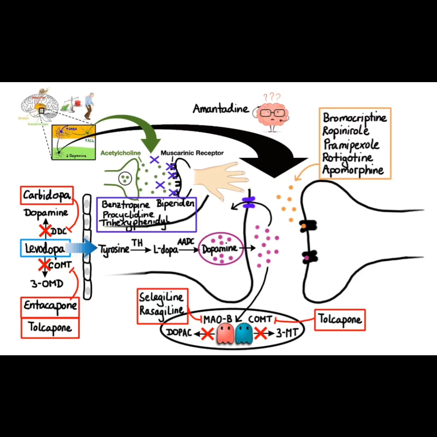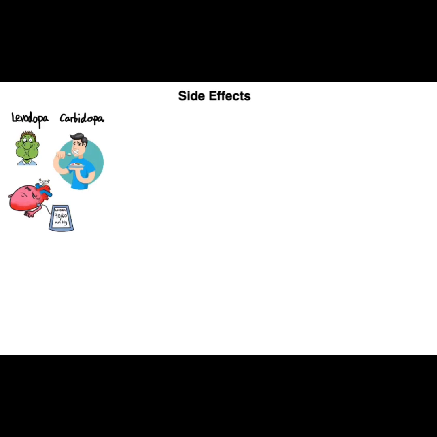Now, when it comes to side effects, levodopa in combination with carbidopa may cause nausea, loss of appetite, hypotension, mental disturbances, and discoloration of urine, sweat, or saliva. Selegiline and rasagiline may cause nausea, insomnia, dyskinesia, and visual hallucinations. Entacapone and tolcapone may cause discoloration of urine, sweat, or saliva, and diarrhea, which can get severe, particularly with the use of tolcapone. In addition to that, tolcapone has been associated with liver toxicity.